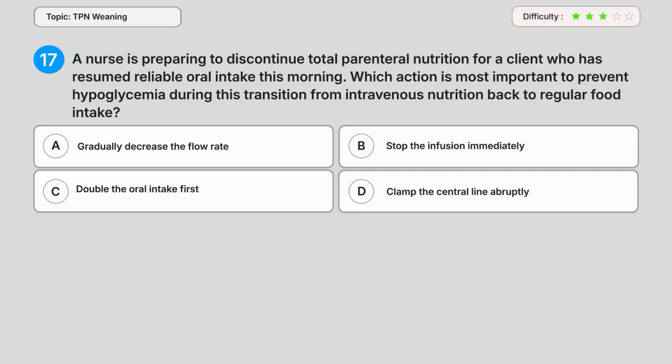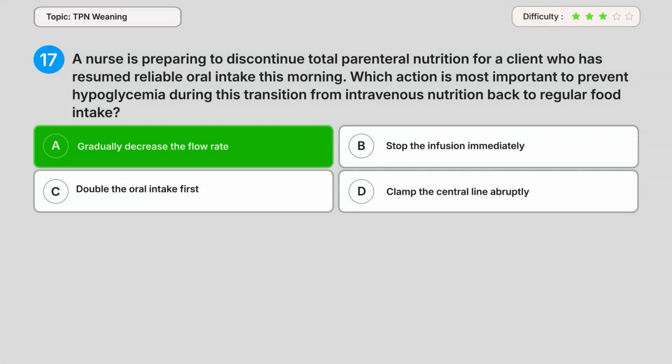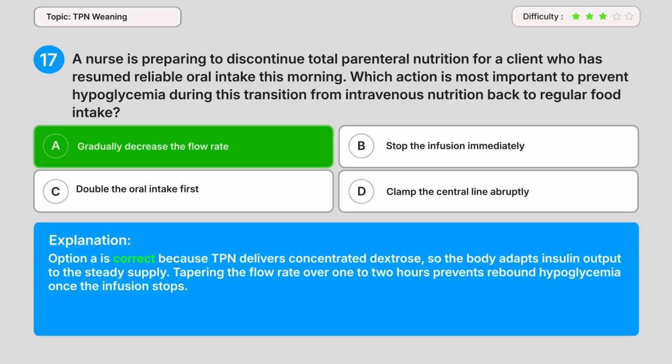Correct answer, A. Gradually decrease the flow rate. Explanation: option A is correct because TPN delivers concentrated dextrose, so the body adapts insulin output to the steady supply. Tapering the flow rate over 1 to 2 hours prevents rebound hypoglycemia once the infusion stops.